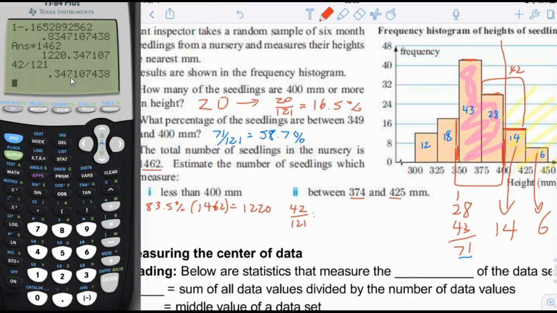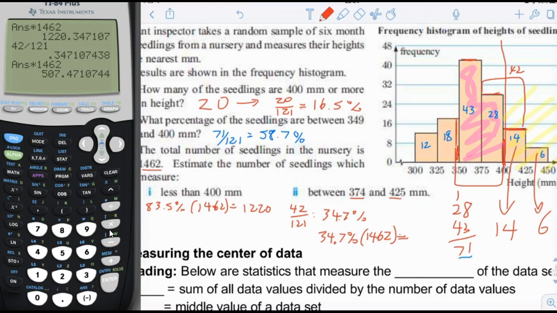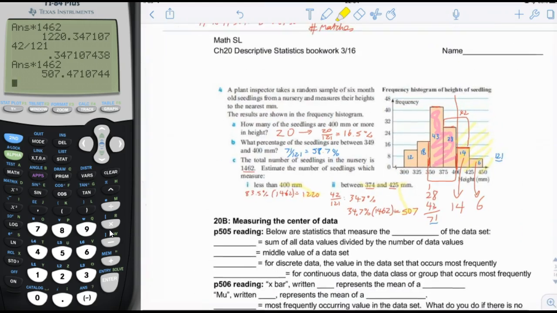34.7%. Okay, and then we want to see what 34.7% is of the total nursery size, which is 1462, and then we will get the estimated number of seedlings which measure between these two. It's about 507. Okay, so here's the answer to this one, and here's the answer to this one.